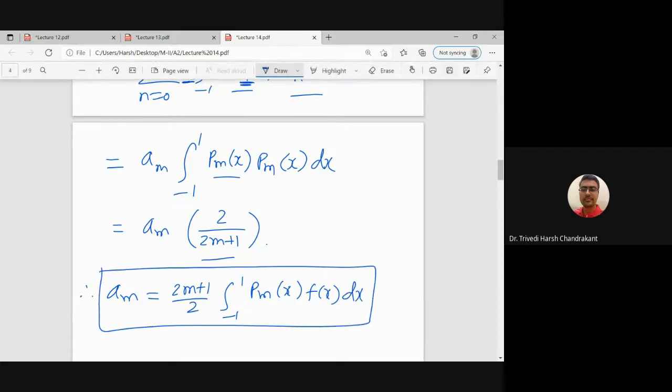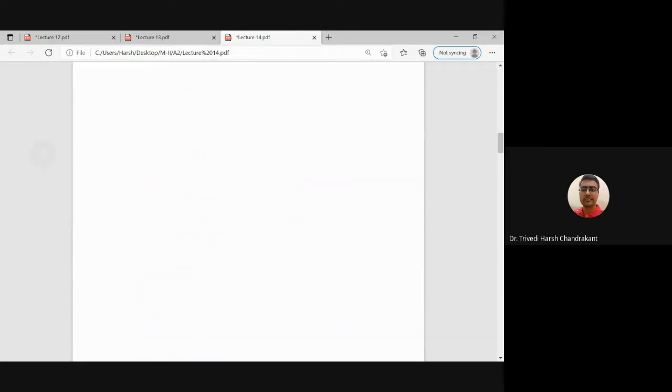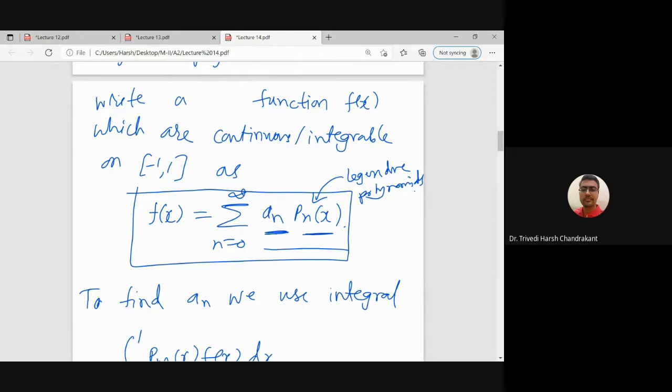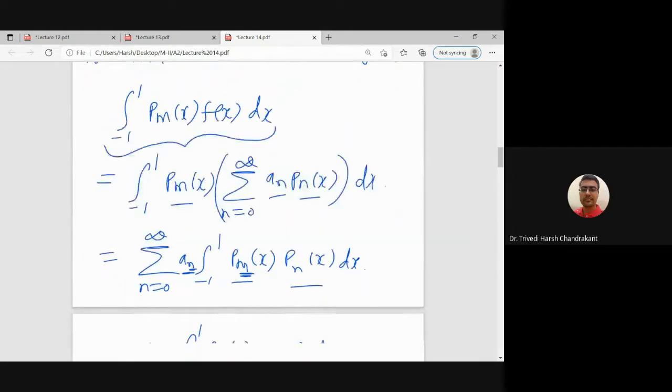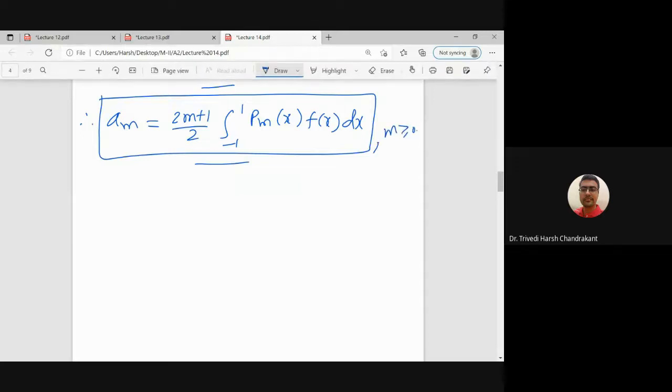So what did we prove here? We showed that if we have a nice function f(x) defined on the closed interval -1 to 1, which can be written as a series expansion of Legendre polynomials, then the coefficients of the series are nothing but these numbers, right? So this is true for all m greater than or equal to 0.